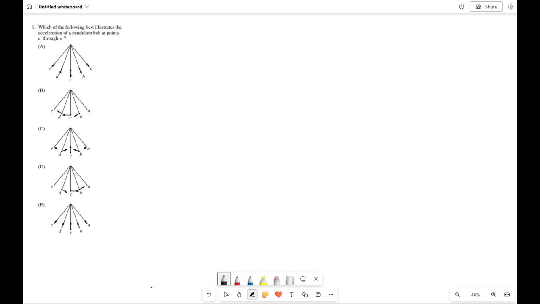So first, let's just relate acceleration to force, and the way that we do that is through Newton's second law. And that is the sum of all forces is equal to mass times acceleration. Now we can go ahead and draw a force diagram for the first pendulum bob at point A.